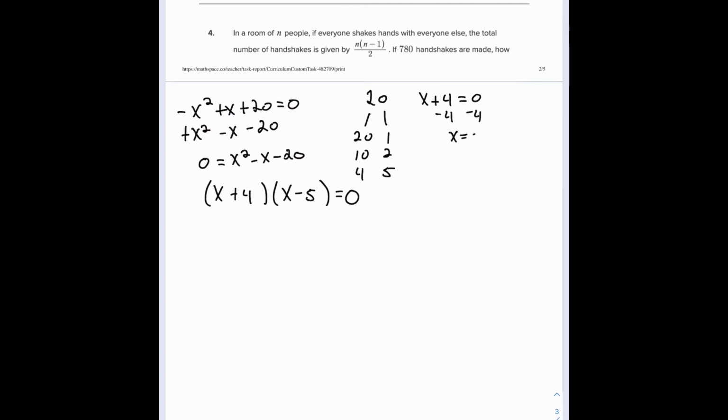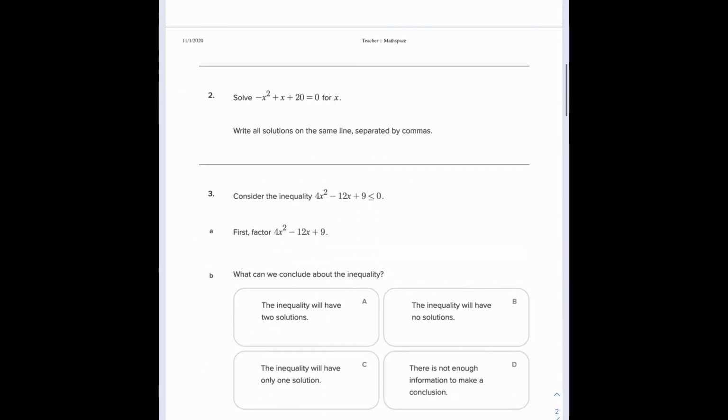We have that one solution is x equals negative 4. And then x minus 5 equals 0. We have that the other solution is x equals 5. So we go up to write our answers. X equals negative 4 and 5.